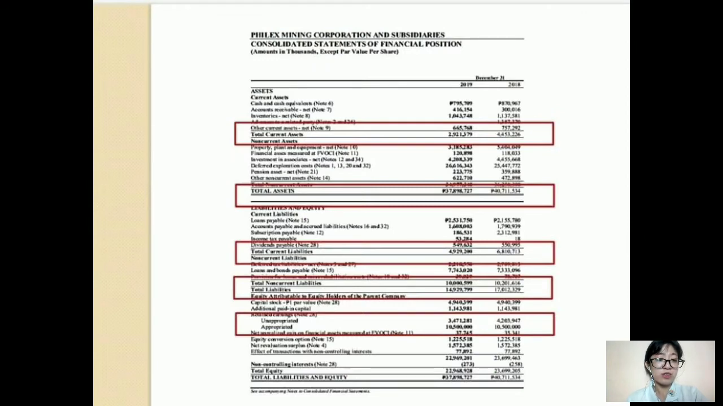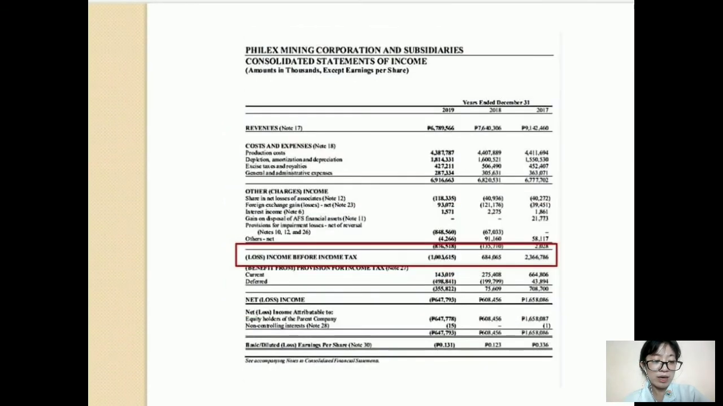So since the Philippines is one of the emerging markets, I'll be using again the Philex Mining Corporation and subsidiaries in 2019. So here are the components that need to be included. The total current asset, which is 2.9 million, the total asset, which is 37.8 million, the total current liability, which is 4.9 million, the total liability, which is 14.9 million, the retained earnings, which is 13.9 million, and the income before income tax, which is negative 1 million.